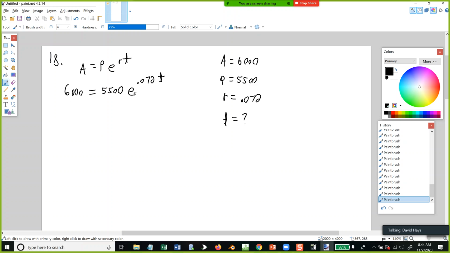We may do a more practical example in this one. I'll come back and do another one. Okay, so this is an exponential equation because we got a variable in the exponent. So we want to get the part with the variable in the exponent by itself. That's step 1. So we'll divide both sides by 5,500.